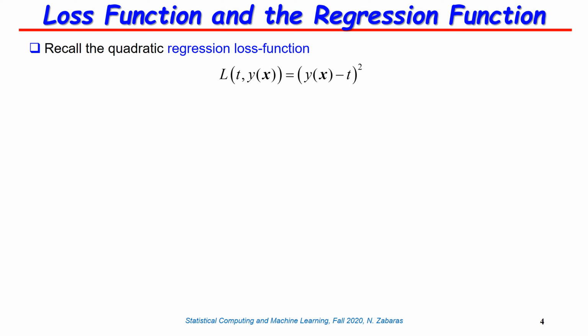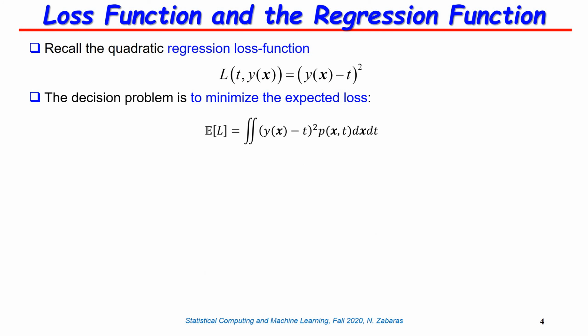Now, because both x and t come from their appropriate distributions, we need to discuss the expected loss, and the expected loss will be of this form, where we average with the underlying joint distribution of x and t. So this is the expected loss, and effectively we are looking to find a y of x that minimizes this quadratic expected loss.